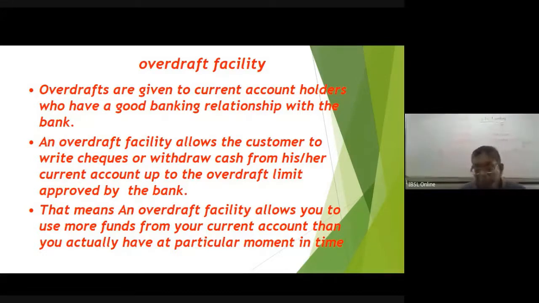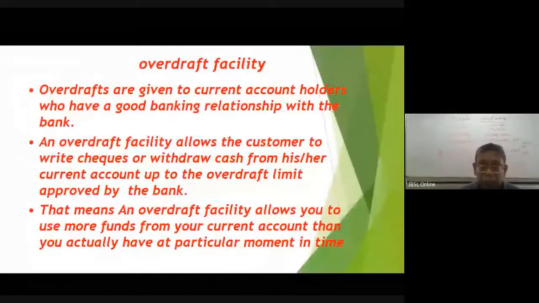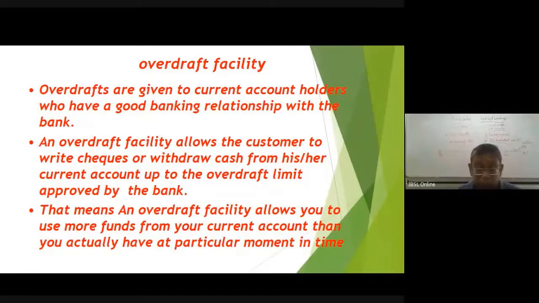Now it's like this. Say your current account has 100,000, and you get the OD facility for 20,000, so you can go up to 120,000. That is the OD facility, therefore 20,000.